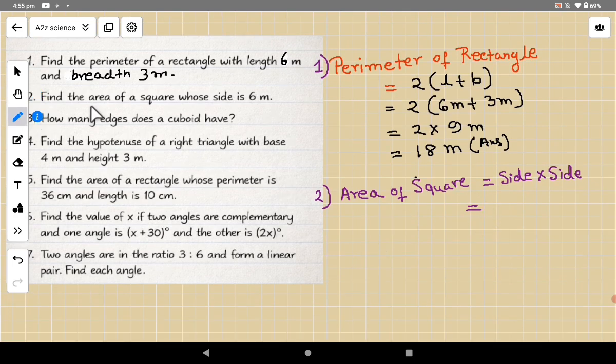Now here the side is given as 6 meter. So we simply multiply 6 meter into 6 meter. So it becomes 36 meter square. Always remember, area units are square units, and the unit of perimeter is simple.